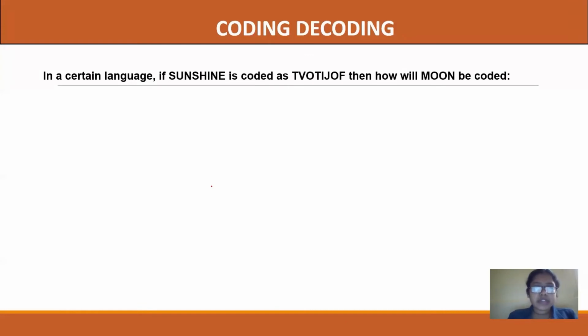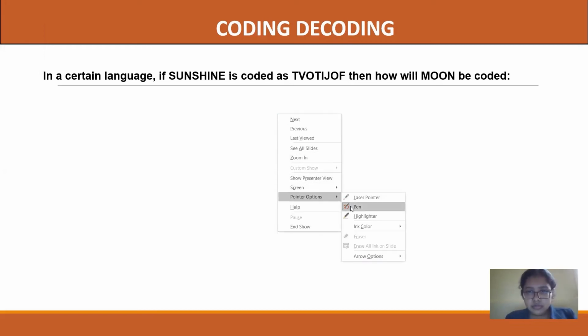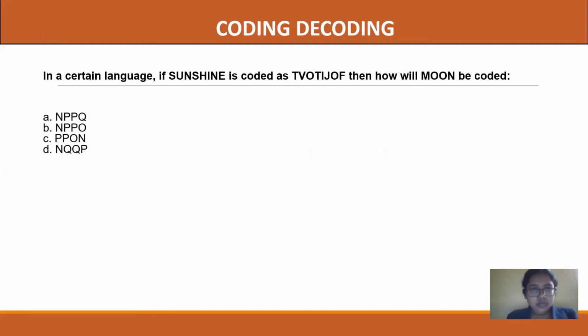Okay, so now we will deal with the type of question that is coding decoding questions. In a certain language, if sunshine is coded as TVOTIJOF, then how will moon be coded? Let's see. So the options are NPQ, NPPO, PON, NQ, QP.